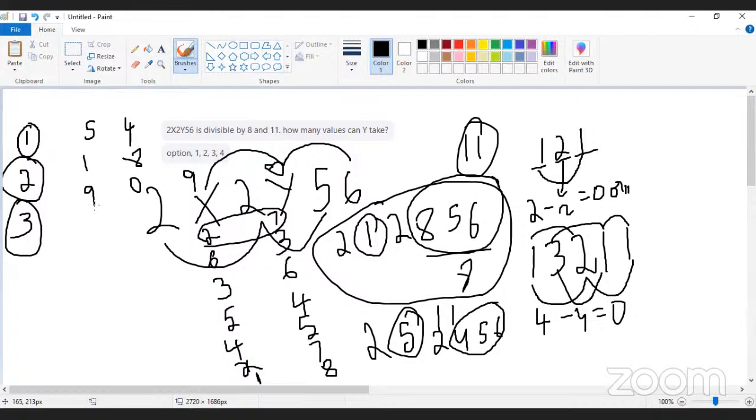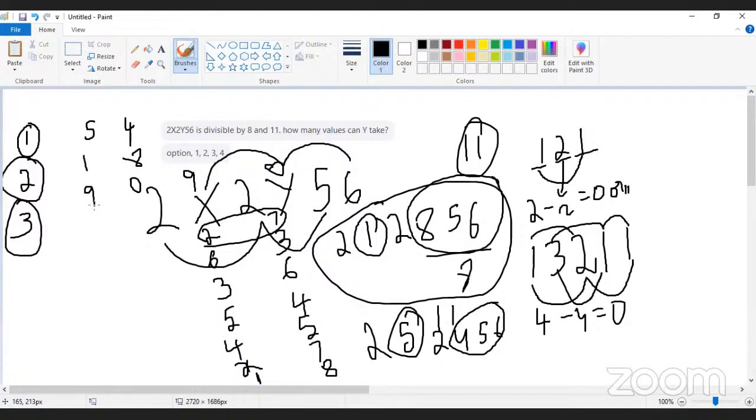3. 3 and 5 or just 3? If I take just 3, 35, so 32, if I subtract, I'll get 3. 36 will be the remainder. If I subtract that again, 4 will be the remainder. So it will not happen. 3 cannot come in the place of y. Three cannot come. Check, is there any other? These 3 are for sure. Is there any other value?